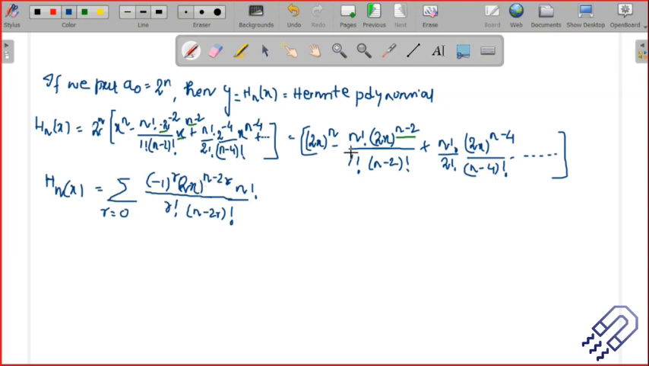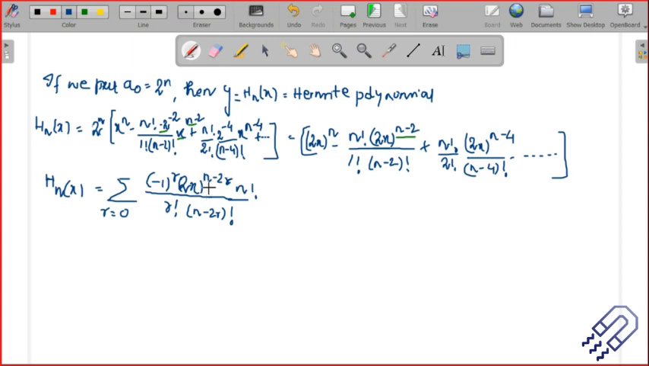Similarly, for the next term, if you put r equal to 1, this is minus, so we'll get a minus here. Factorial n is already there, 2x to the power n minus 2 divided by factorial 1 and factorial n minus 2. So you can check that the series is actually working. But the thing is, what will be the limit of r? R is equal to 0 to what?